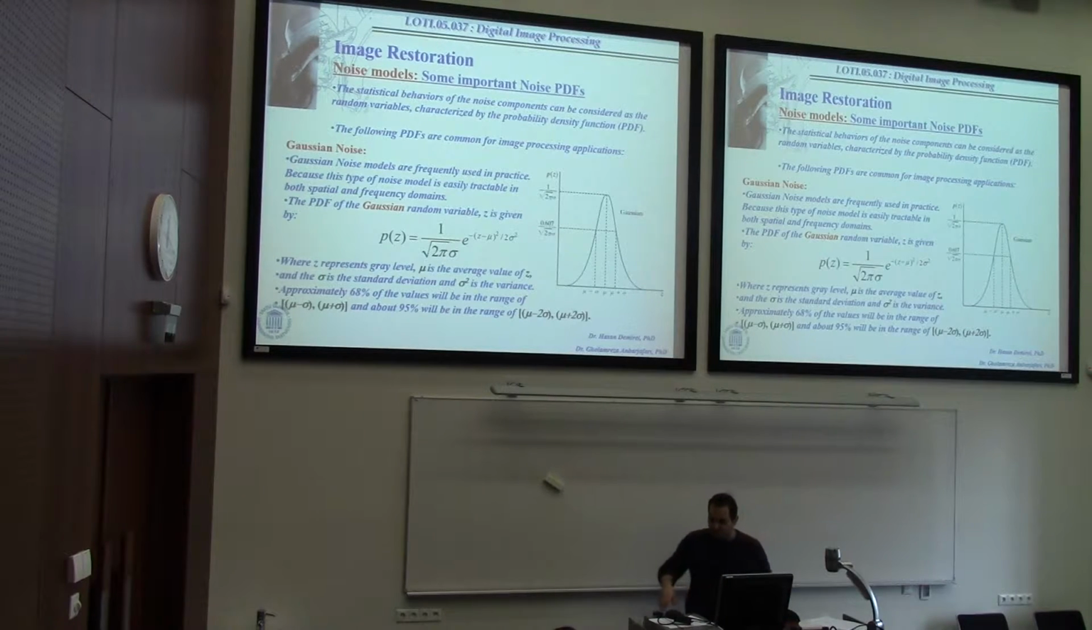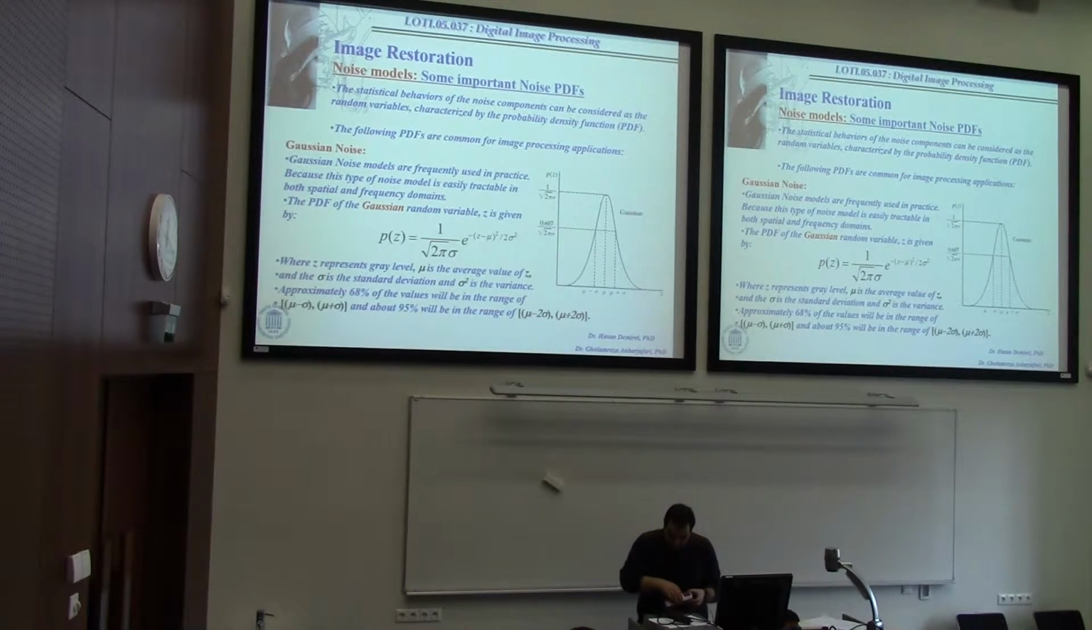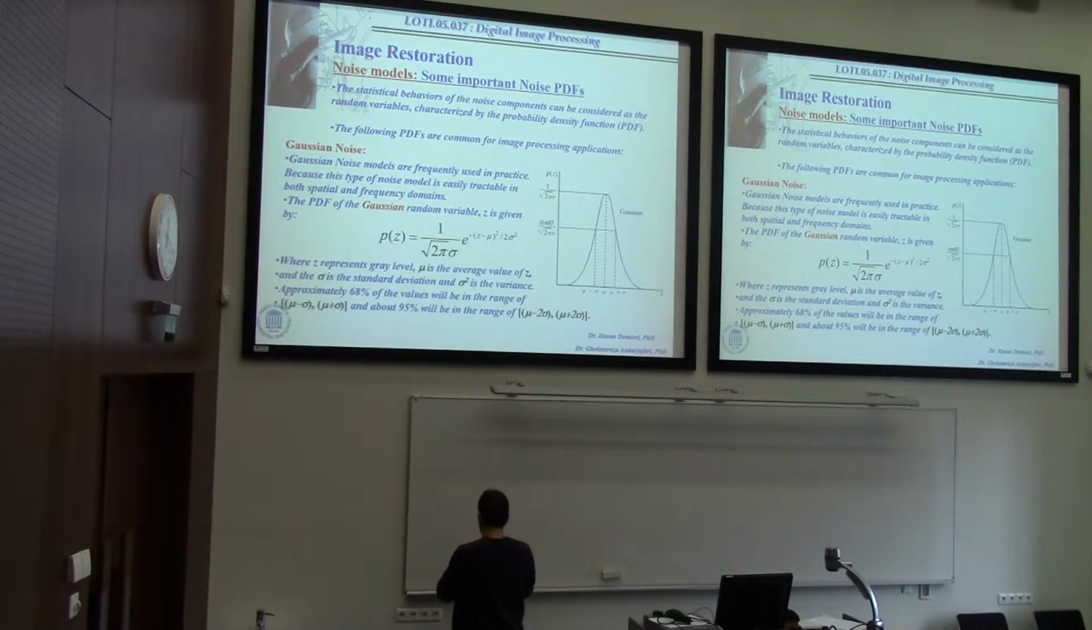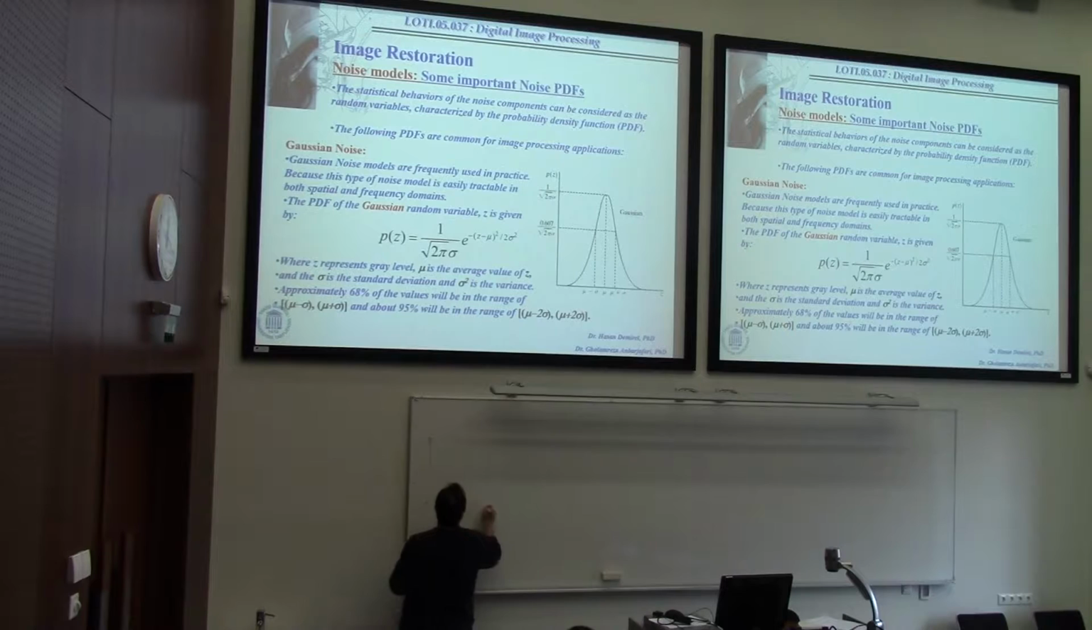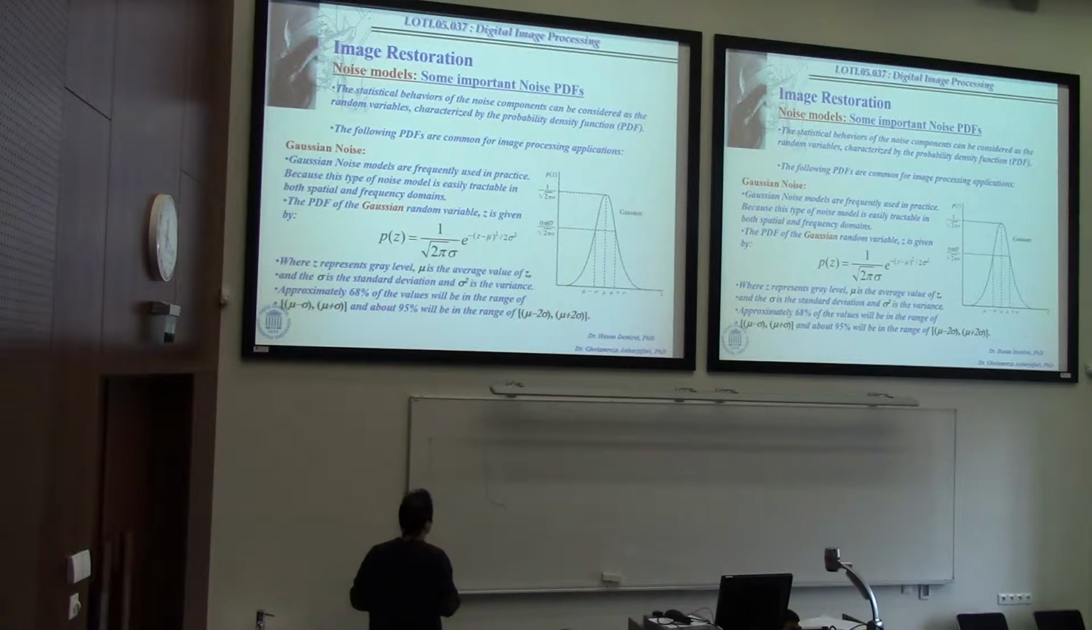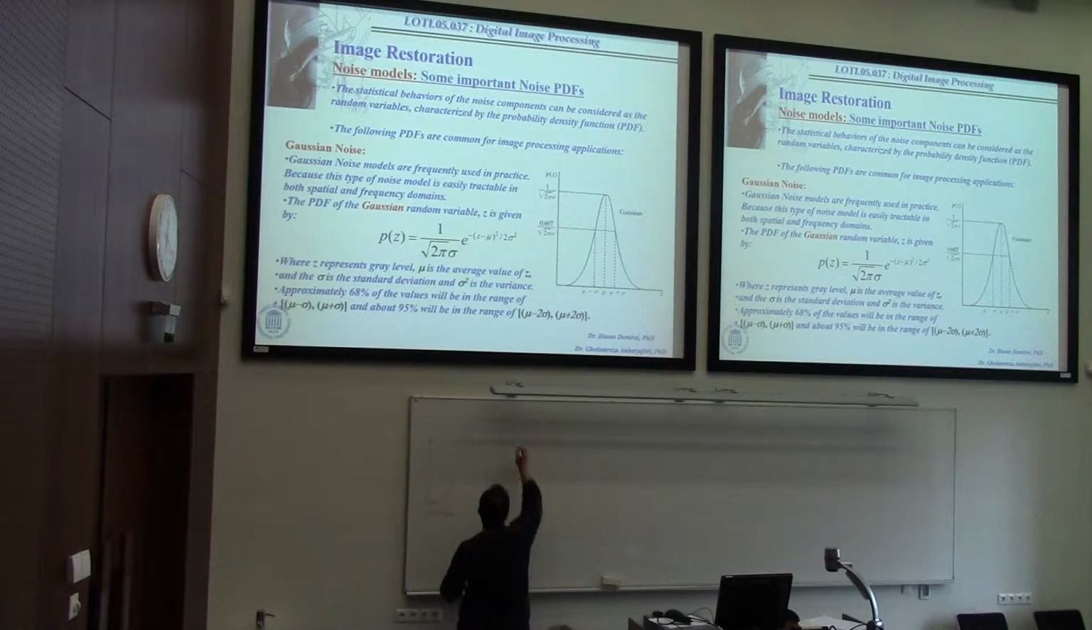Later we will use this shape and PDF, then I will draw it here. Okay, for the Gaussian, the shape is like this. It's a little close to that. Okay, we have this PDF for Gaussian.